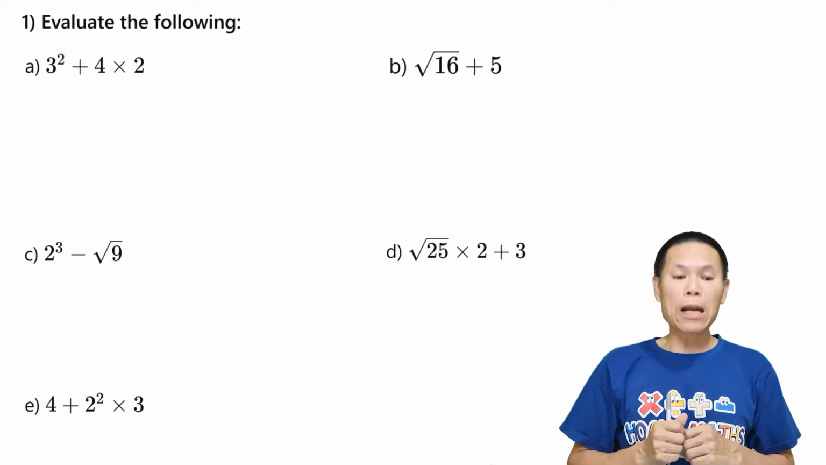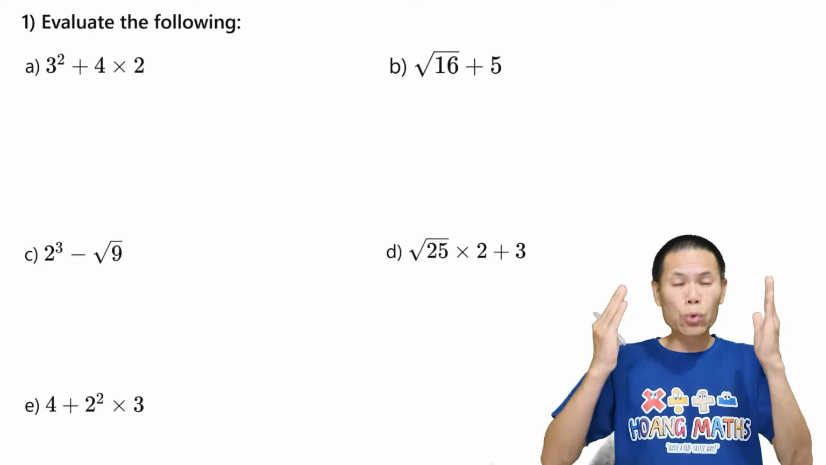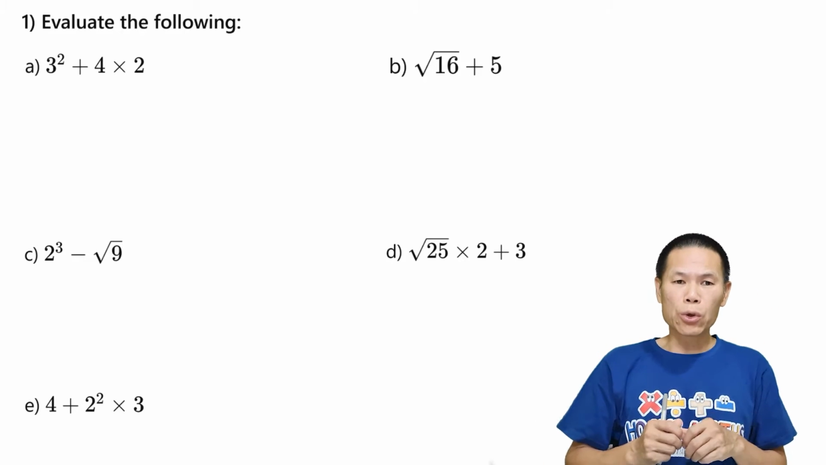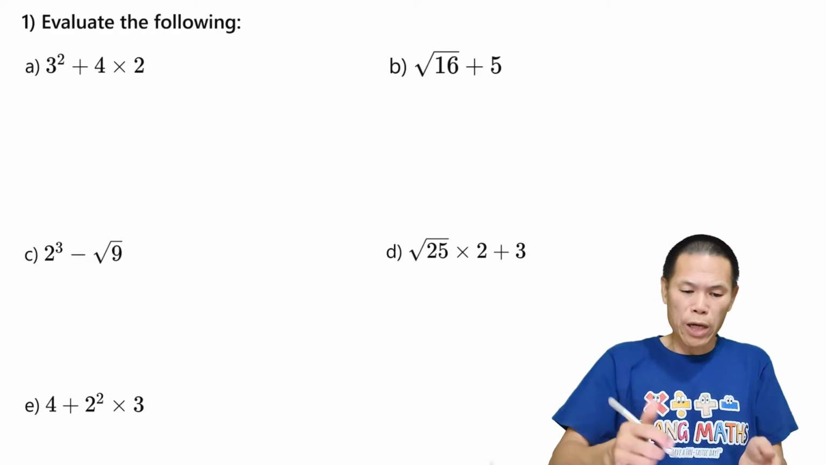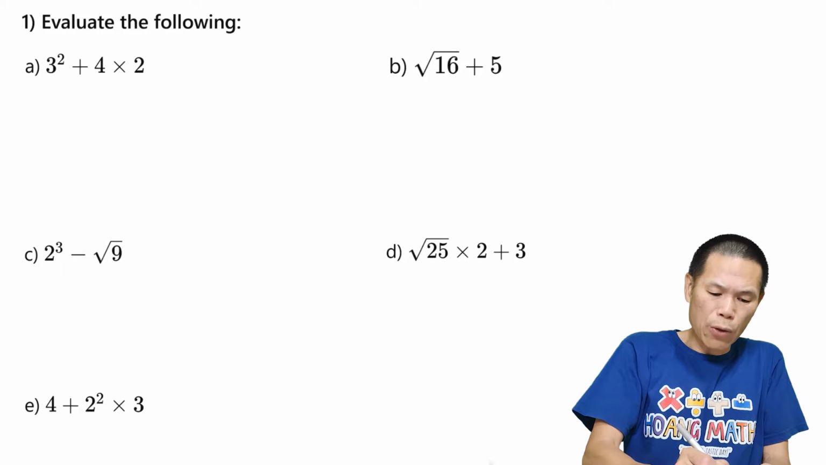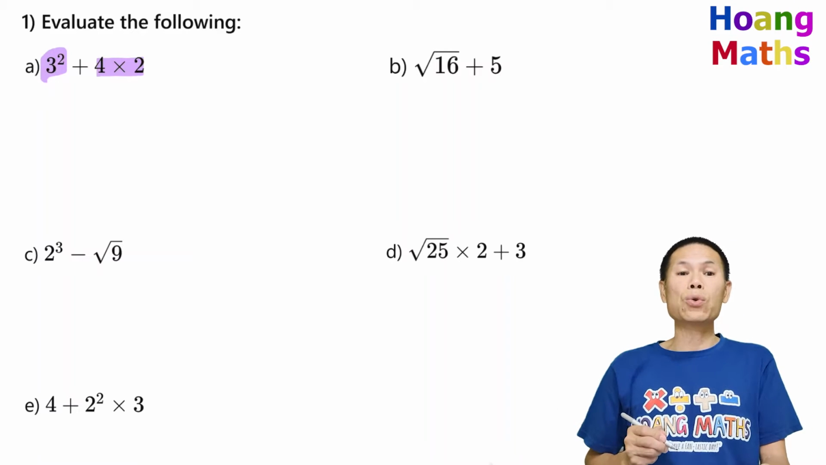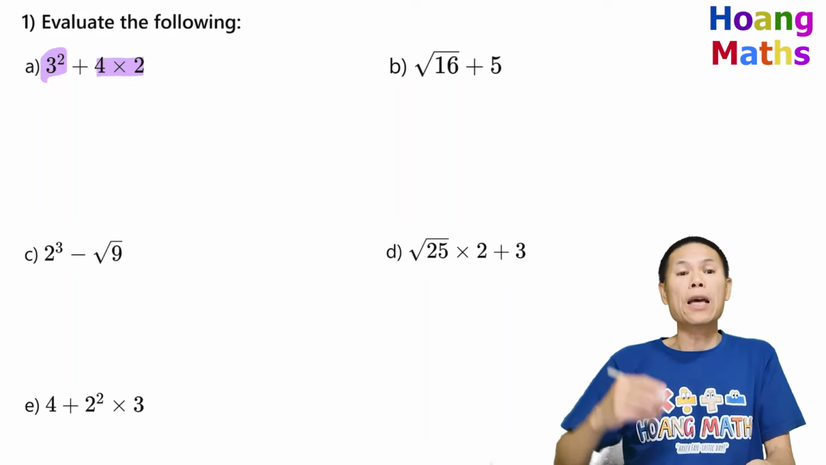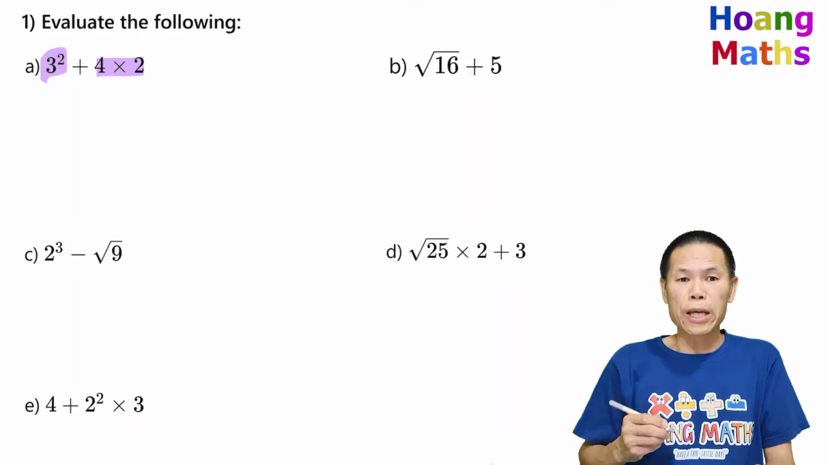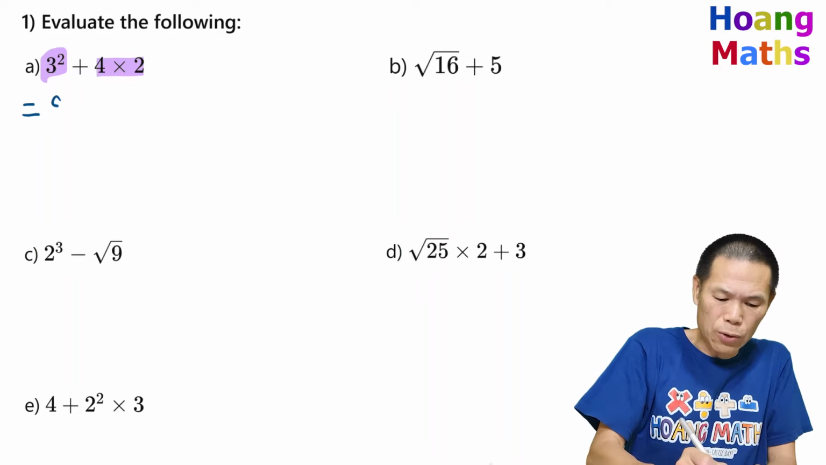So we need to evaluate 3 to the power of 2 plus 4 times 2. We need to do order of operations first. 3 squared we can work out first, then we'll work out 4 times 2, and then we just add them together. So 3 squared means 3 times 3. 3 times 3 is 9. So that is equal to 9.